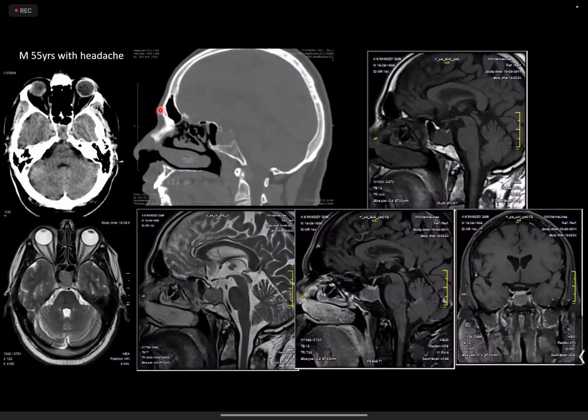Okay, coming to the next patient. A middle-aged gentleman with headache came for a routine CT brain, and when we saw some findings on CT brain, we did an MRI.